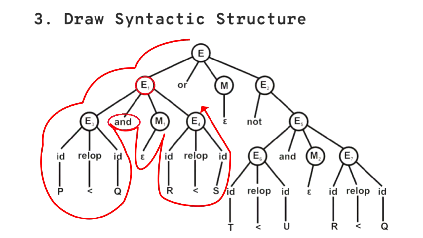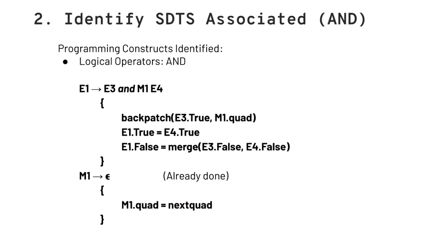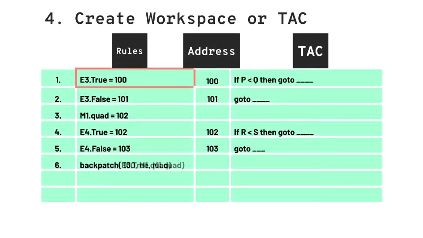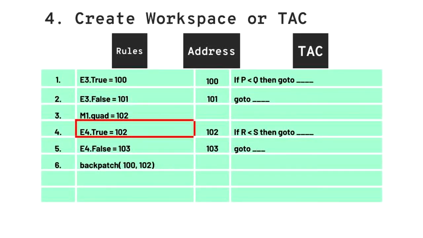Now that we have figured out all child nodes of E1, we can use the semantic actions associated with the AND operator. The curly braces contain semantic actions starting from backpatch E3.true, M.quad. E3.true equals 100 and M1.quad equals 102. Therefore, we get backpatch 100 and 102. Backpatch is a function that has two parameters. It means we go to the address of the first parameter and write the second parameter there in the place of the empty space.